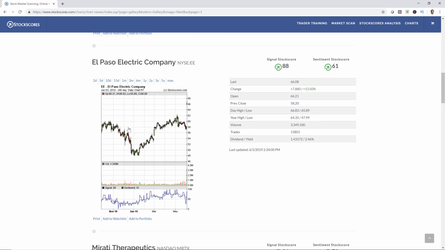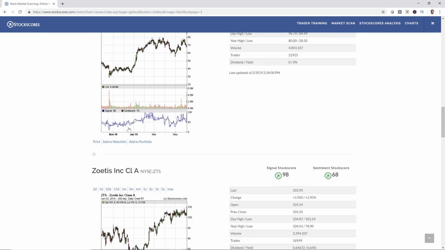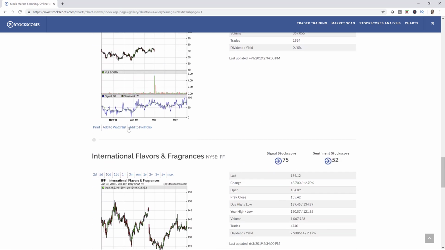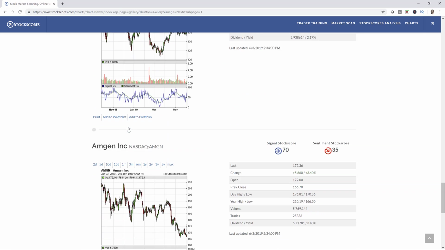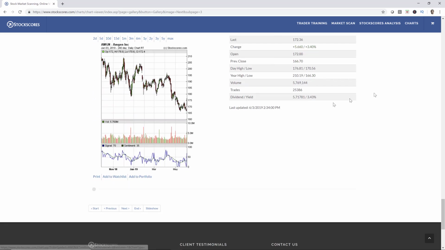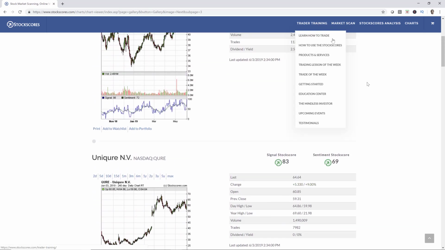The nice thing about this tool is you can go through thousands of stocks and ultimately only have to look through a small number of them that meet the criteria of the market scan, and you can really start to identify opportunities quickly that way. If you want more information about that, go to the trader training section of the Stock Scores website. You can learn more about being a member, or the membership page. It's all under the trader training menu here.